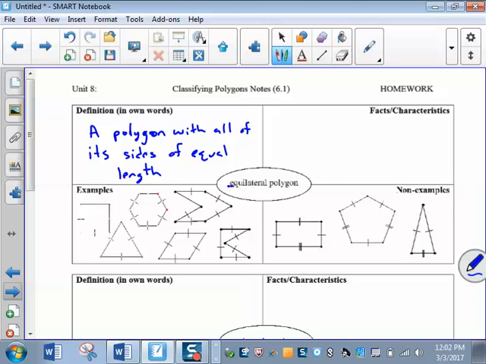Right? Equilateral. Lateral means side. So equal sides. The polygon, all of the sides of the polygon are equal, then it's equilateral. Right? So you want to check and make sure that all of the sides are marked.